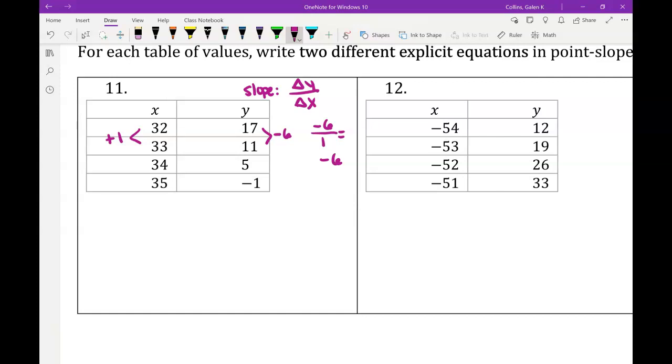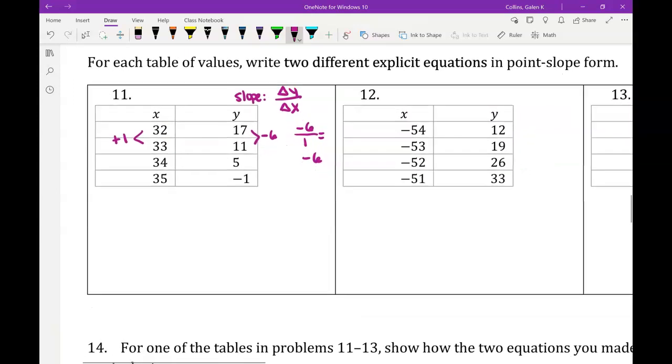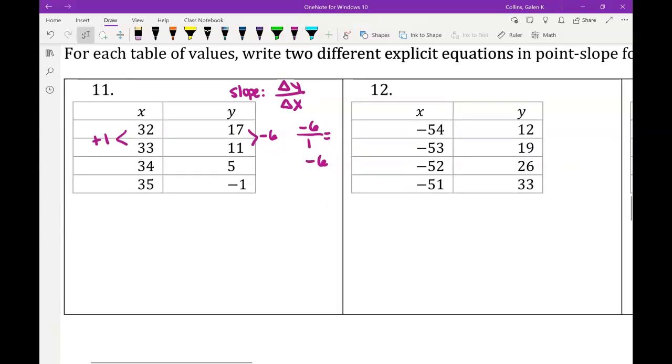All right, so it says we have to write 2 different explicit equations, but we could really quickly write all 4. So again, in my point slope form, so I'm going to have my y, oops, that was really thicker than I thought it was going to be.